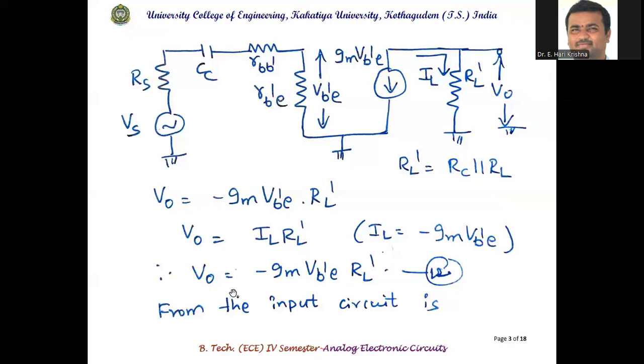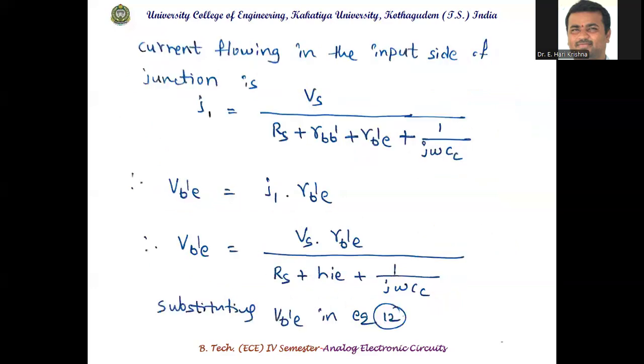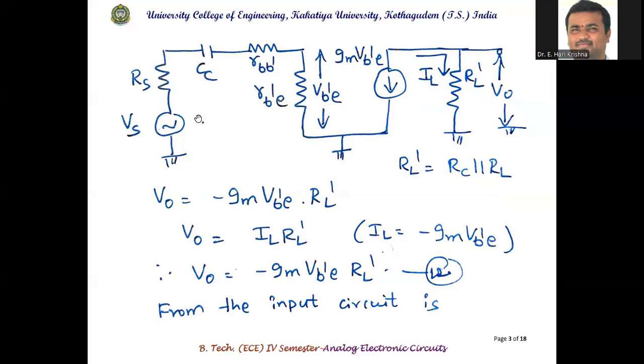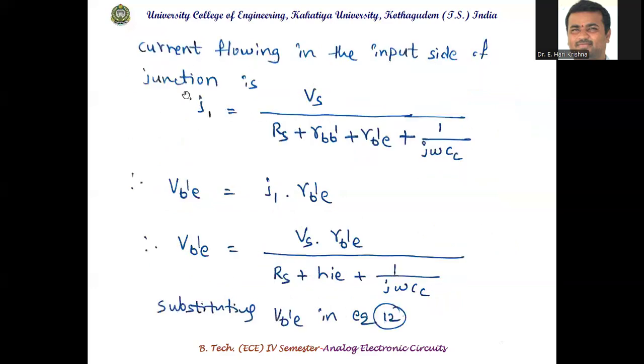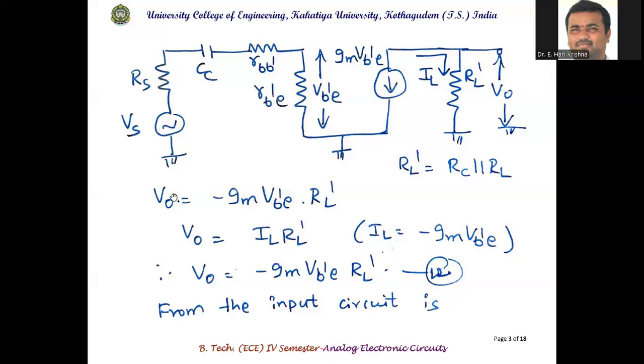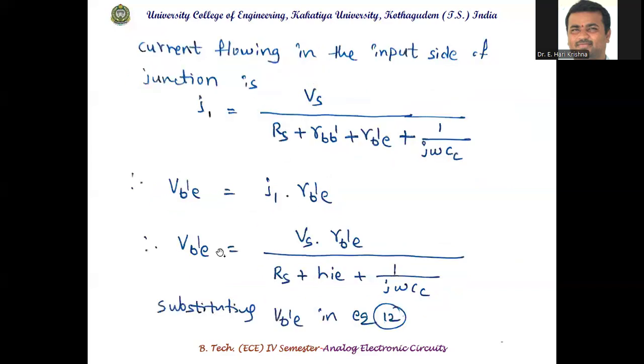And V0 from the input circuit, similar analysis we have done in the low frequency and mid frequency analysis. So the current flowing through the input side of the junction, see here, the current flowing through the input circuit. This is the source RS, CC, RBB dash, RB dash E. So I1 is equal to Vs divided by RS plus RBB dash plus RB dash E plus 1 by j omega CC. And VB dash E is the voltage across the resistor RB dash E. So VB dash E is equal to I1 multiplied by RB dash E.